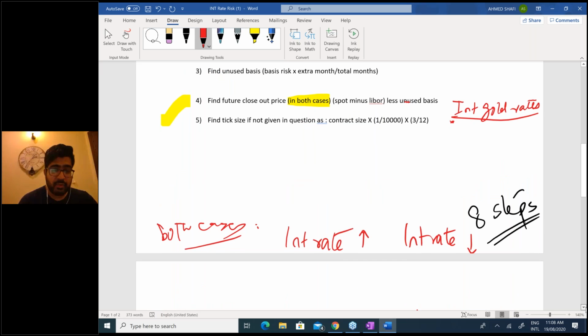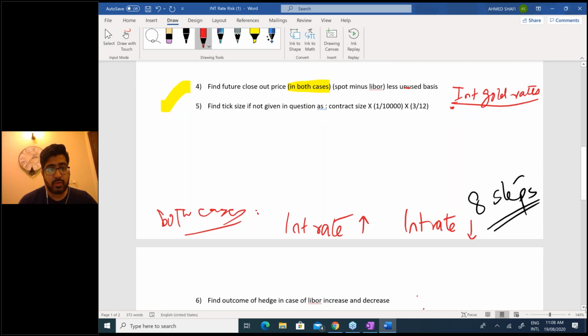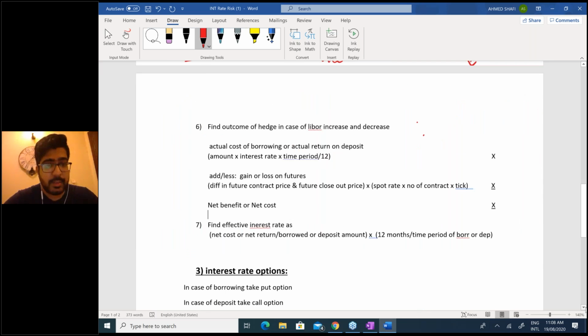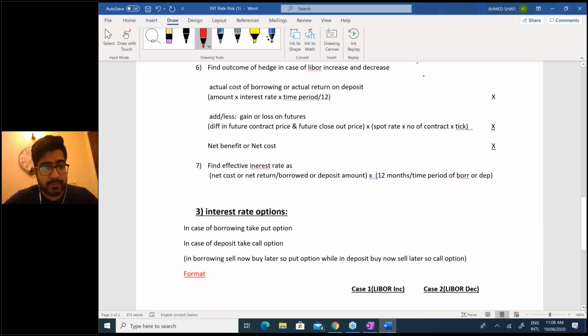The first transaction is very easy. The actual cost of borrowing or return on deposit depends on the case: amount into interest rate into time period over 12. Then you need to judge whether it's a gain or loss, and to add or subtract, you get the net benefit or cost and the effective rate.